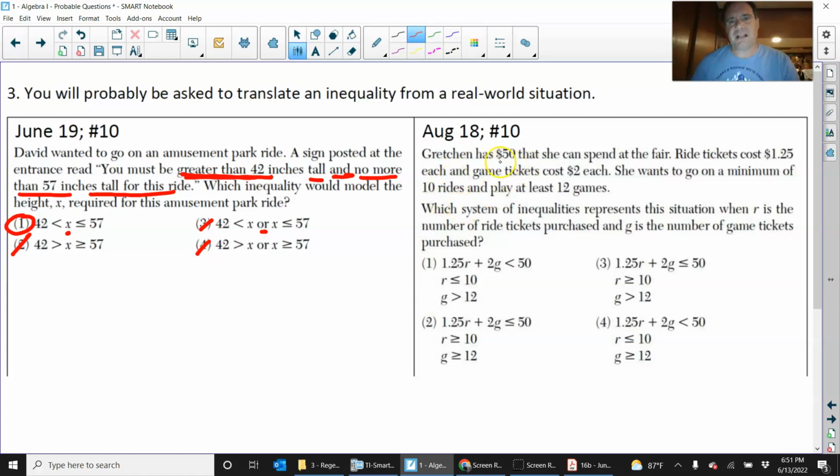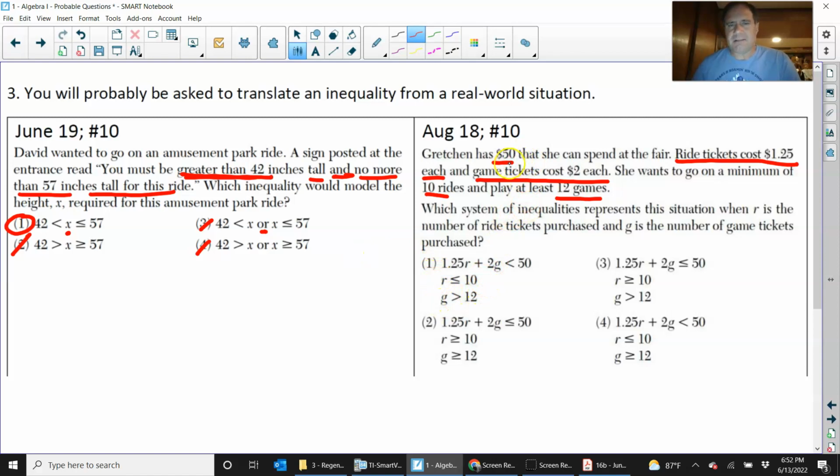Gretchen has $50 she can spend at the fair. Ride tickets cost $1.25 each. Game tickets cost $2. She has $50. She wants to go on a minimum of 10 rides and play at least 12 games. Which system of inequalities represents this situation where R is the number of ride tickets purchased and G is the number of game tickets purchased?